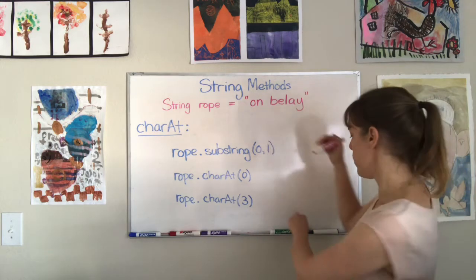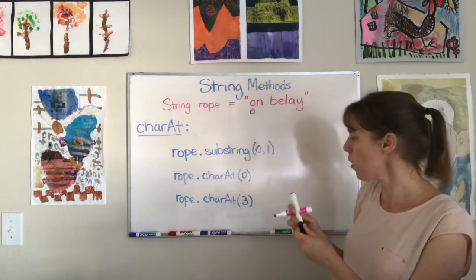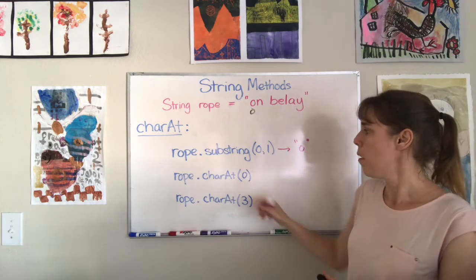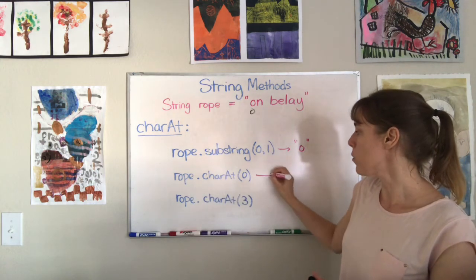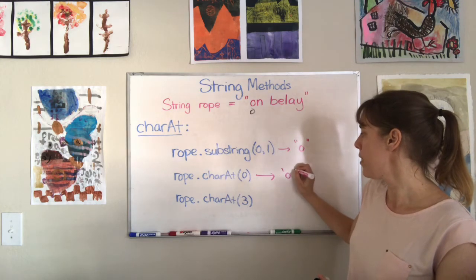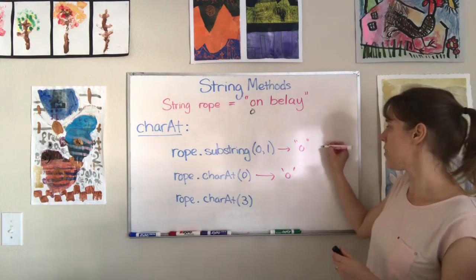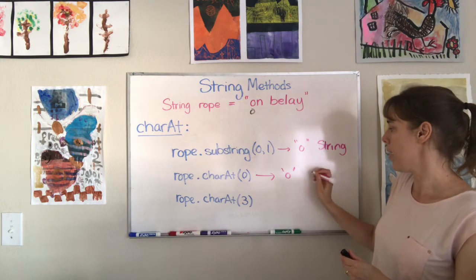That would give me position 0, right here. Position 0. Okay, so this is going to return O. Here, rope.char at 0 also returns an O. This is a little bit different though. This O that is returned is a string. The O that is returned here is a char.